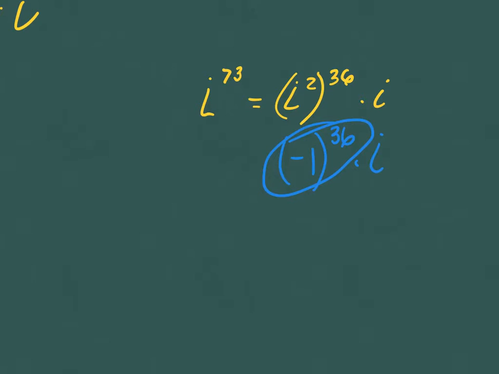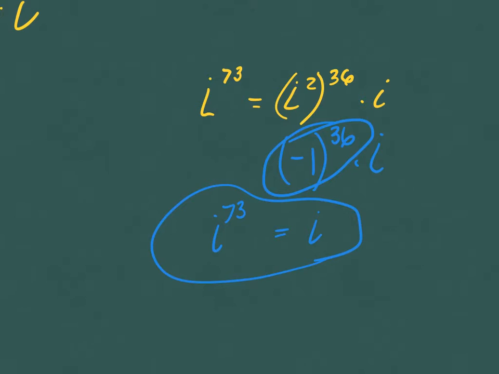So what is it? That's positive 1i. So the answer is just i. So i to the 73rd power is just i. Well, there's not many things that are like that. You know what I mean? You take a number and you put it to the 73rd power and you get the original number back. The only other number I can think of that's like that is 1.